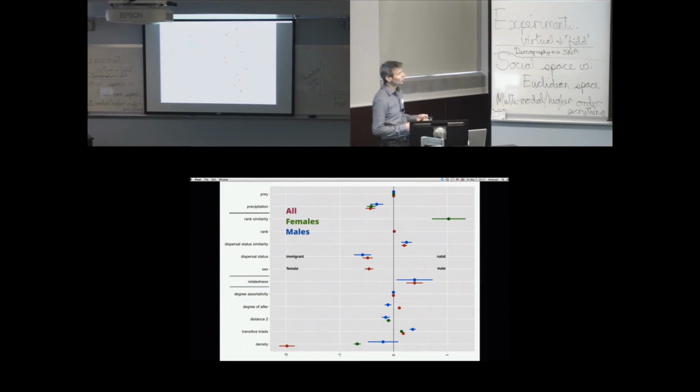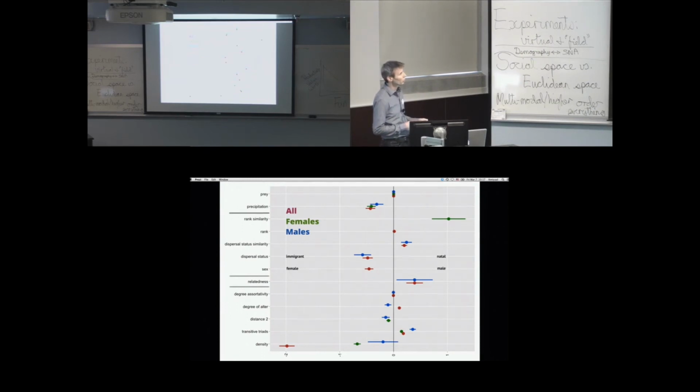And dispersal status is negative, which in my coding means that basically immigrant males tend to form more connections. Sex is also negative, which again by my coding means that females form more connections than males. Relatedness is positive for the all and for the males network. So individuals tend to connect to their kin. We don't see it in the female networks, perhaps because it is already being accounted for by other factors.